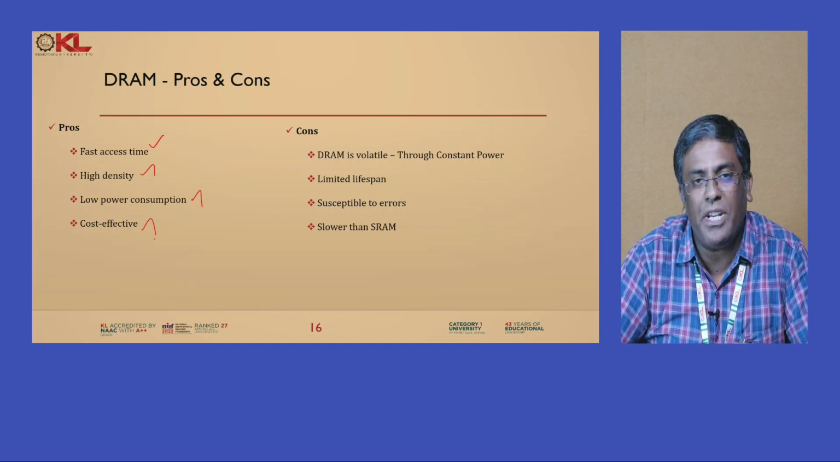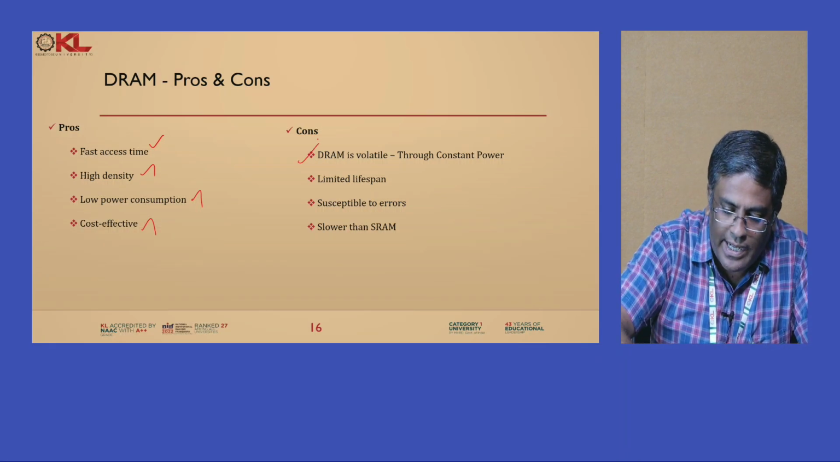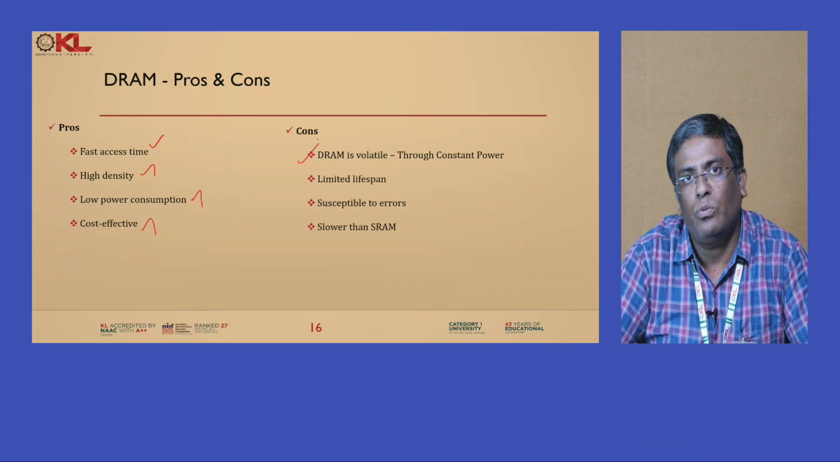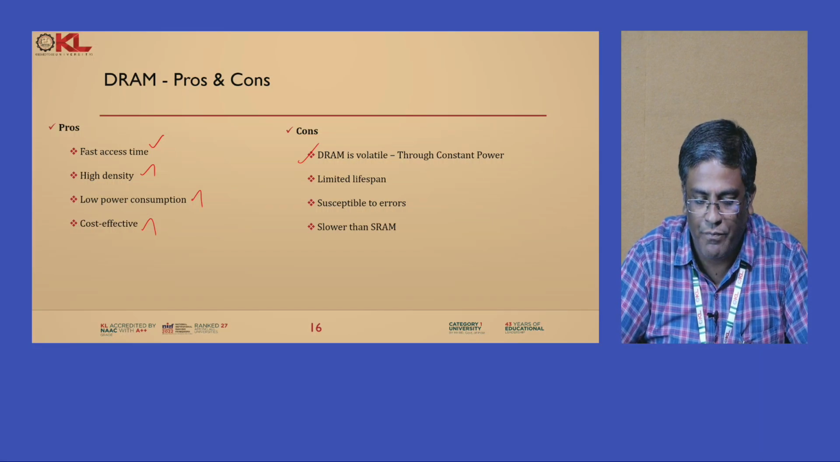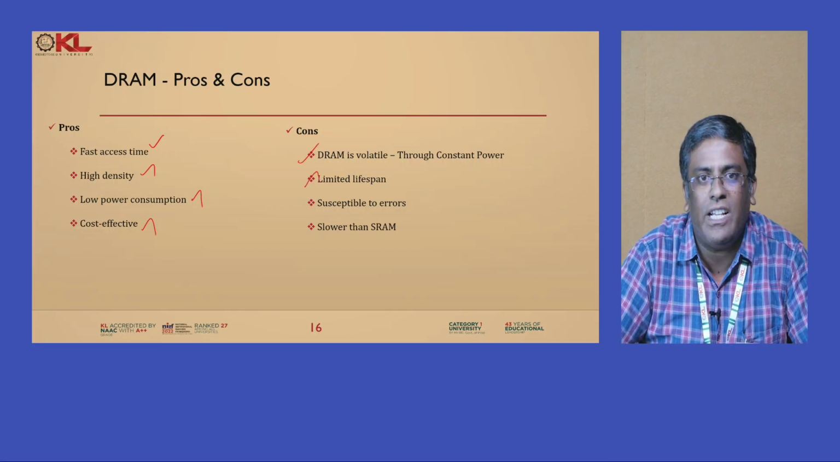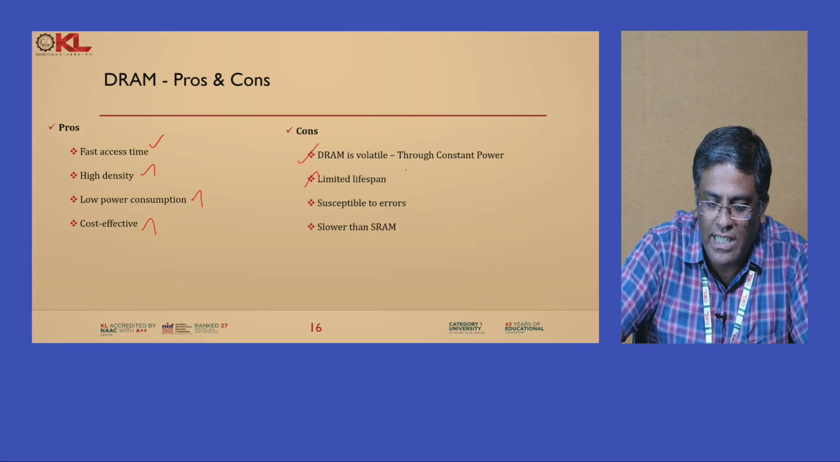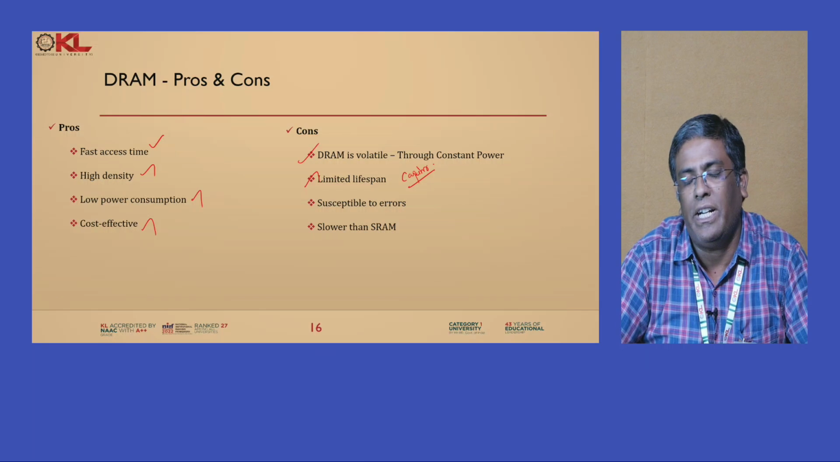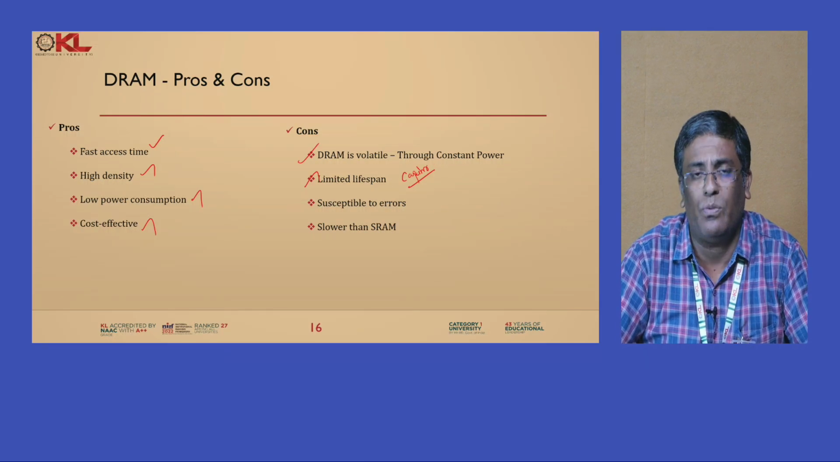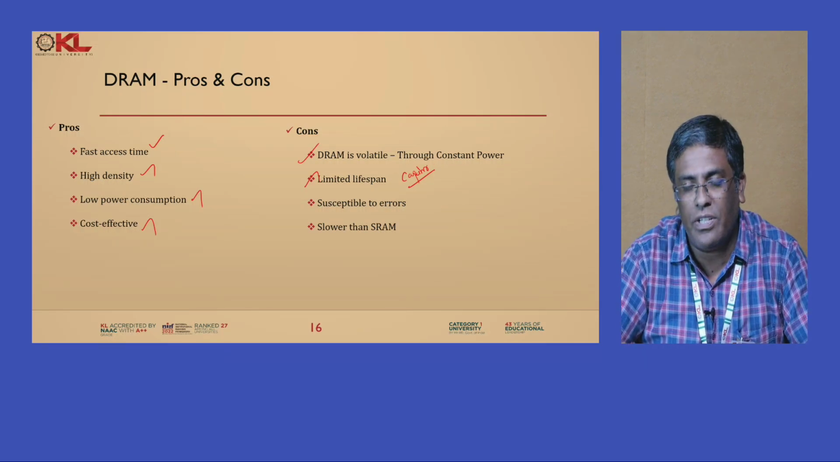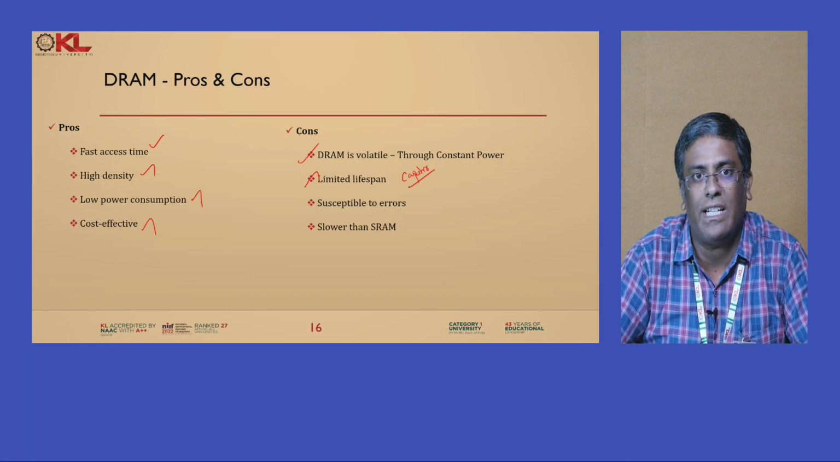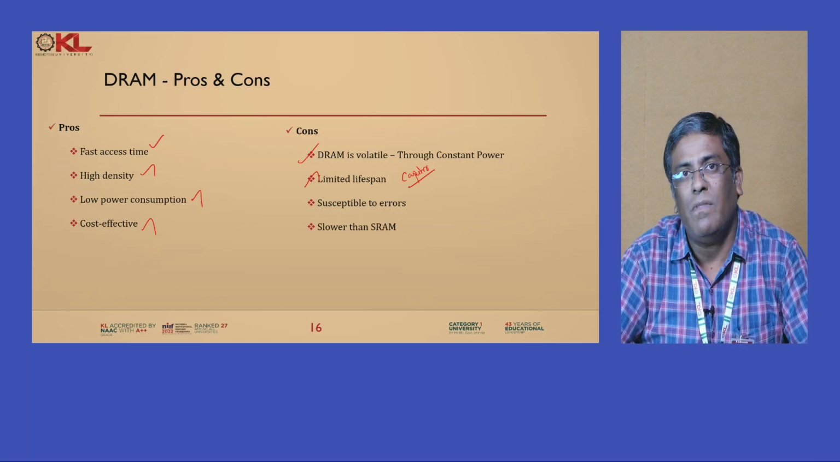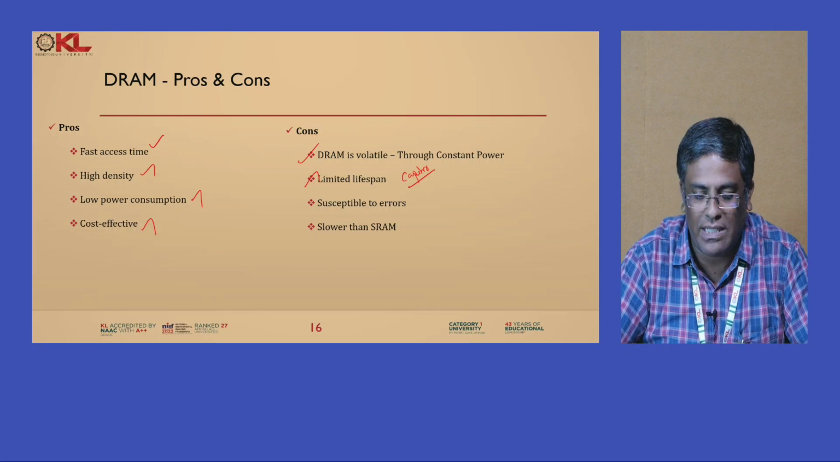And what are the limitations? Of course, since it is volatile, we need power. Only through constant power can we do the operation. And limited lifespan, because here we are making use of the capacitor as one of the major elements to store the data, as 1 and 0. In terms of 1 and 0 we are charging and discharging the capacitor, so there will be some leakage possibilities, so the lifespan of storing the data is going to be very less.